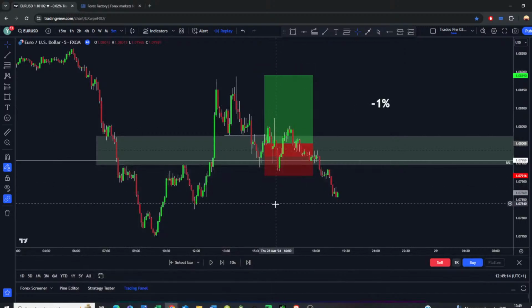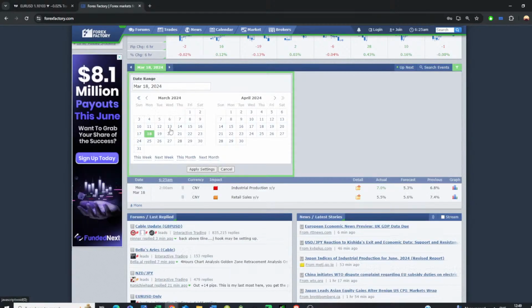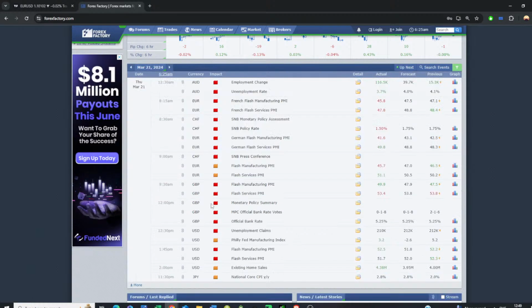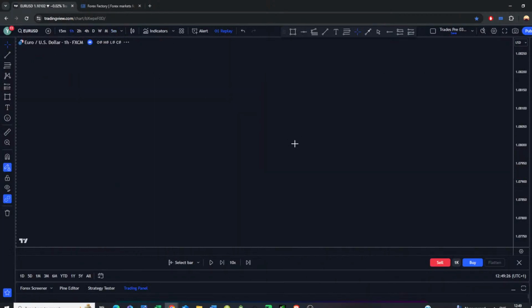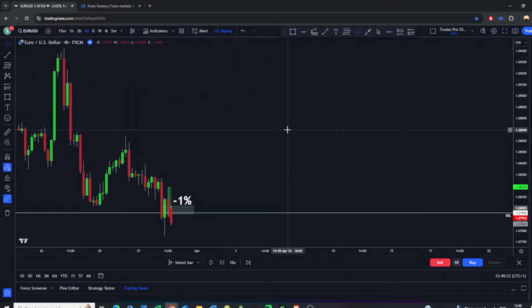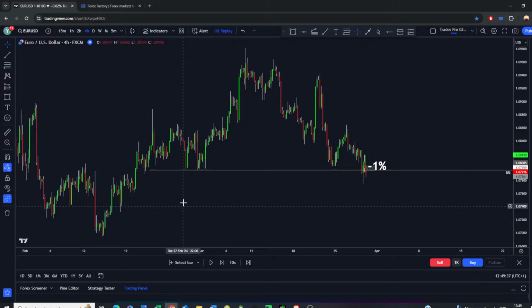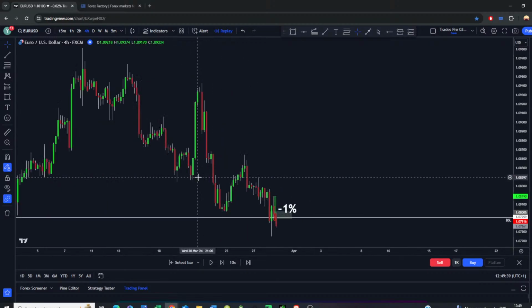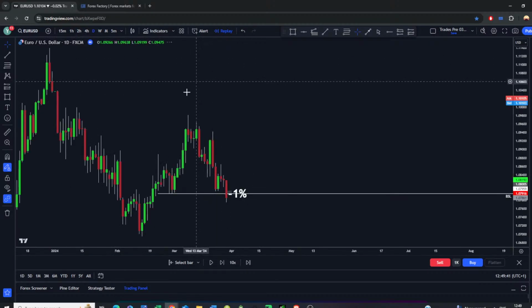When is this? Thursday, 15 after the manufacturing PMI news. Okay. We also rejected these fair value gaps, which we have to remember. Right. We started bearish order flow after these.